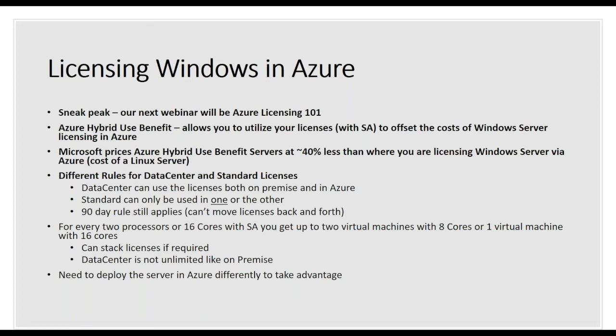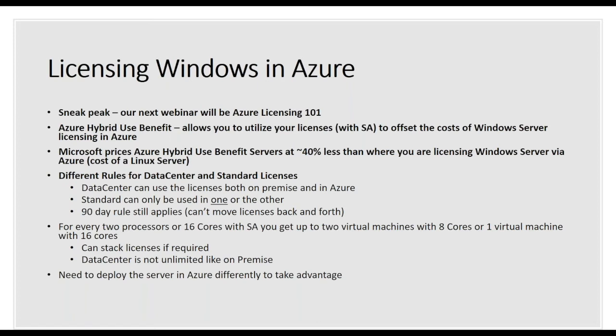There are different rules here for Datacenter and for Standard licenses. One of the key concepts with Datacenter is you can use your license to license both a host server on premise and VMs in Azure. That's where the hybrid comes in. I use that Datacenter license to license a host server in my own physical data center, and I can also use it in Azure. So I get both.